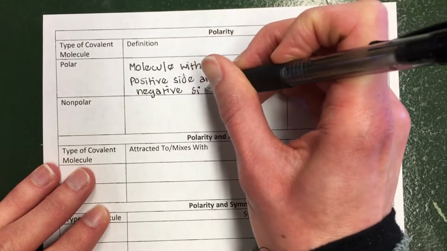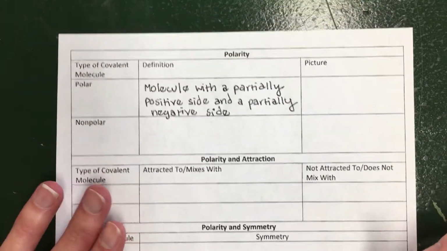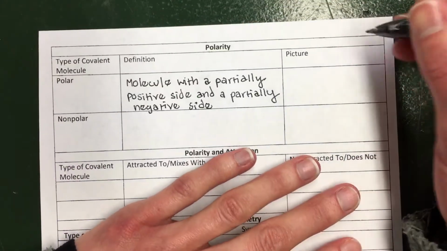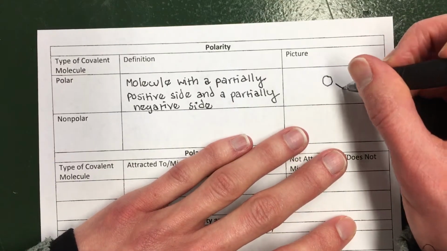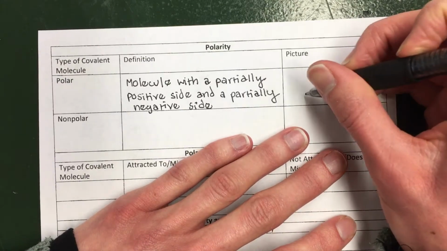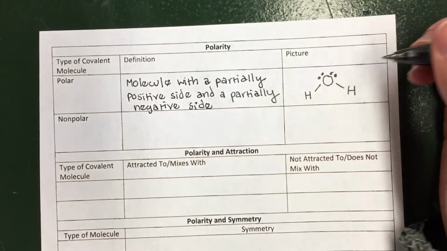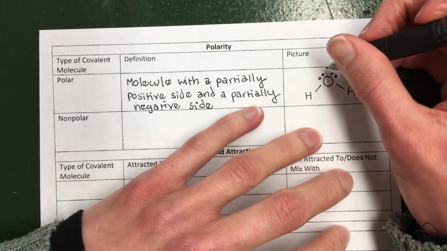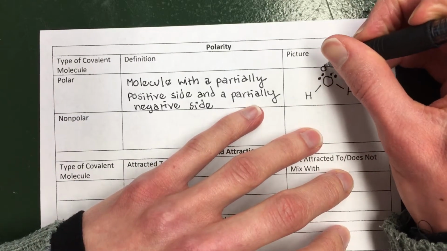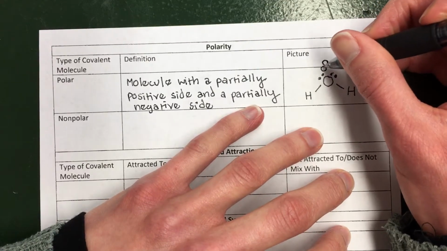Okay, so water is a very important polar molecule. You should come out of chemistry knowing that water is polar. So we're going to draw a picture of water. It's a bent molecule. It's got lone pairs up here. And the oxygen side of water is a little bit negatively charged. So to show that it's not entirely negatively charged, but partially charged, we do this little kind of curvy D.